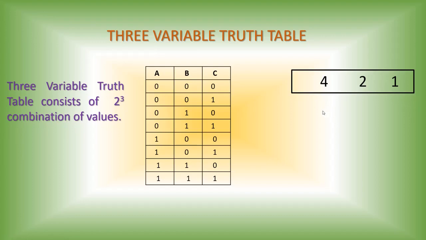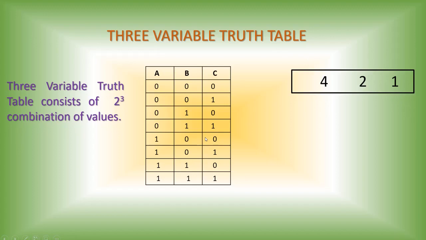4 means 1, 0, 0. The first place you fill with 1 and the remaining will be 0. Next is 5. 5 means 1, 0, 1. Next is 6: 1, 1, 0. And the next one is 7. 7 means 1, 1, 1. So all the possible combinations of values will come over there.